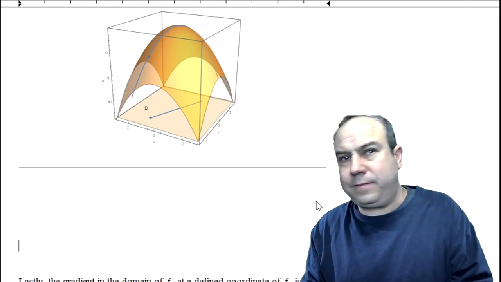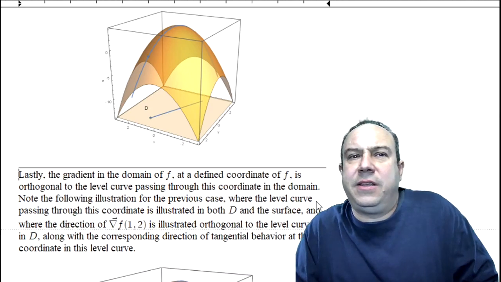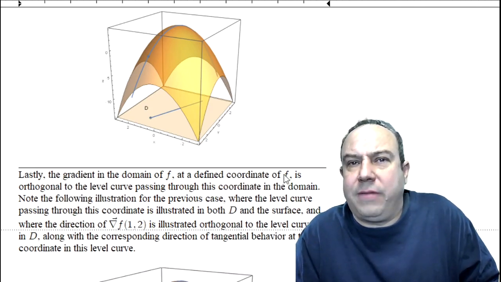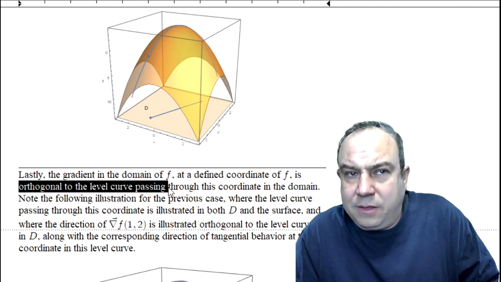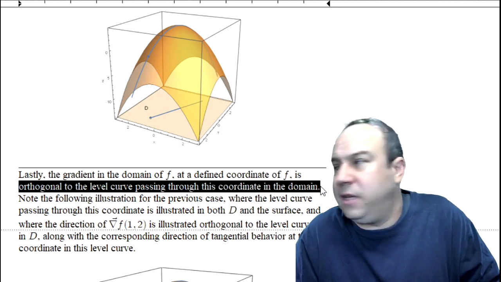Lastly, the gradient in the domain of f at a defined coordinate of f is orthogonal to the level curve passing through this coordinate in the domain.